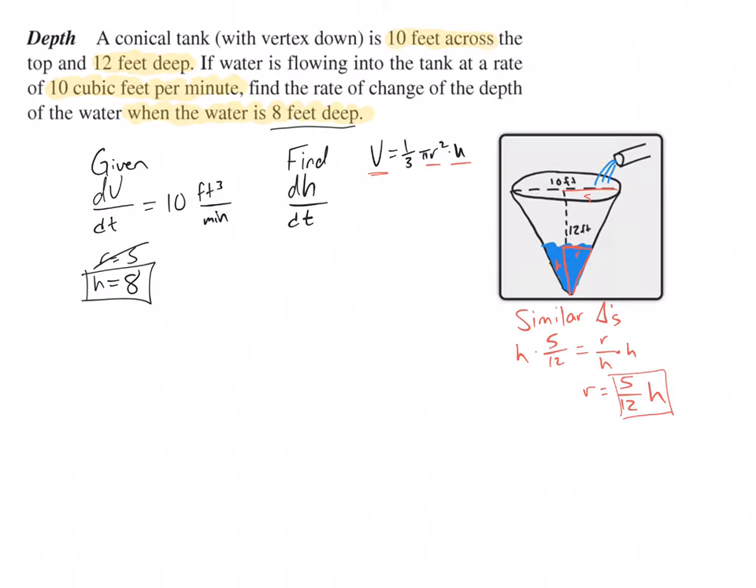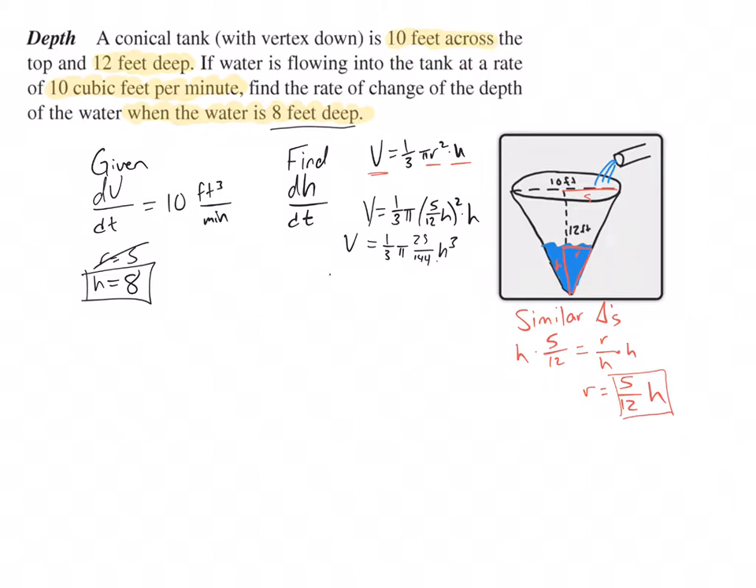So what that allows me to do is make a substitution into my volume formula. So now my volume formula can be written as 1/3 pi, and then my new formula for my radius, 5/12 h, all quantity squared times h. If I simplify that, I get 1/3 pi times 25 over 144 times h cubed. Although I could simplify that, I'm going to leave it like that because ultimately I'm going to take the derivative with respect to time, and then that 3 will come down and cancel out that 1/3.